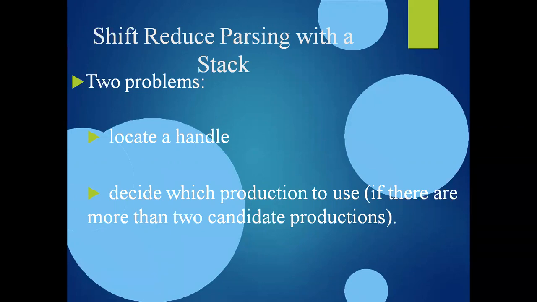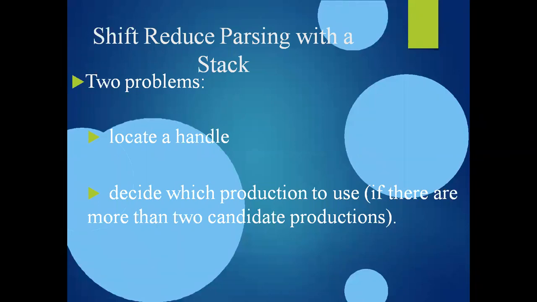A shift-reduce parser requires the following data structures. Here we are using two data structures: one is an input buffer and the other one is a stack. These are the two most important data structures that we use when implementing a technique like shift-reduce parsing. And what is an input buffer? We use the input buffer just for storing the input string.